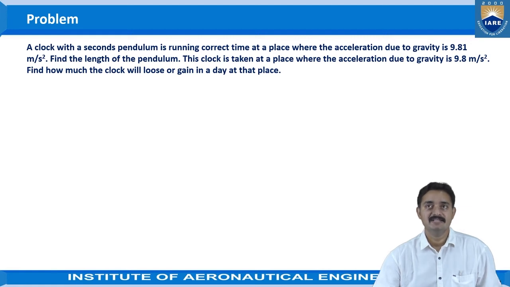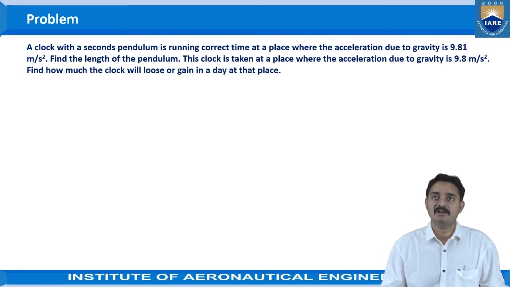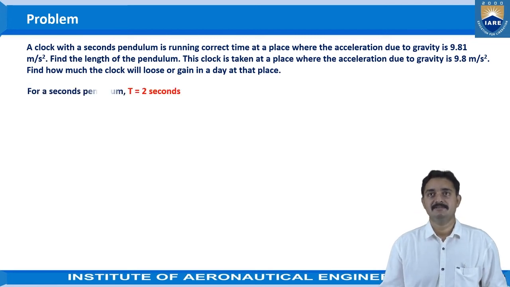A clock with a seconds pendulum is running correct time at a place where the acceleration due to gravity is 9.81 meters per second square. Find the length of the pendulum. This clock is taken at a place where the acceleration due to gravity is 9.8 meters per second square. Find how much the clock will lose or gain in a day at that place.